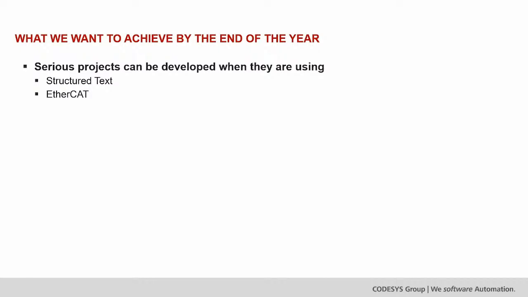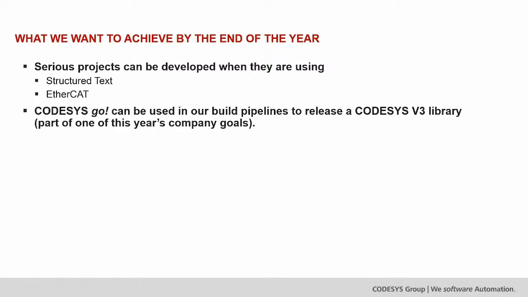By the end of this year, we will be pursuing two main goals with regard to CODESYS Go. We want to reach a stage where it is possible to program and configure a controller with EtherCAT and structured text. With this milestone, we will also be targeting pilot users. CODESYS Go should be excellently suited for operation in a CI/CD pipeline. Therefore, one of our global company goals is to prove this. A version 3 add-on is to be released in which the library parts are built in the pipeline using CODESYS Go. This experience will help us to continue developing in the right direction.